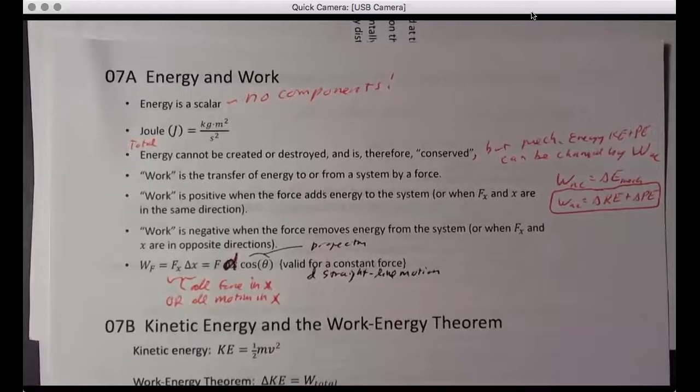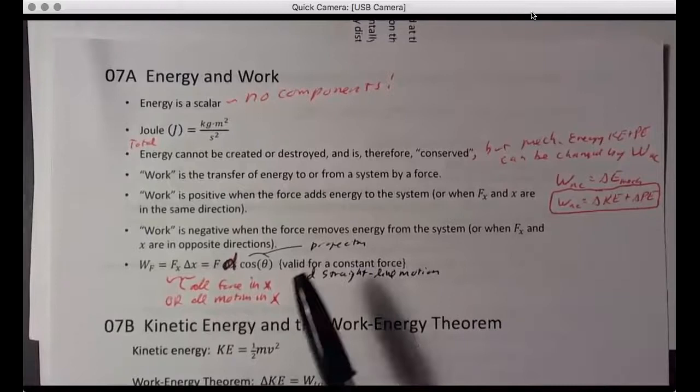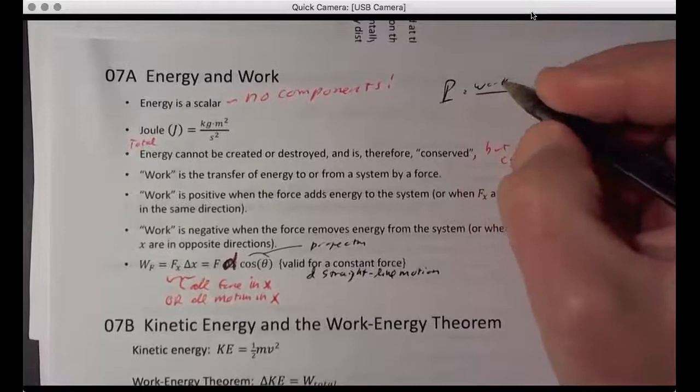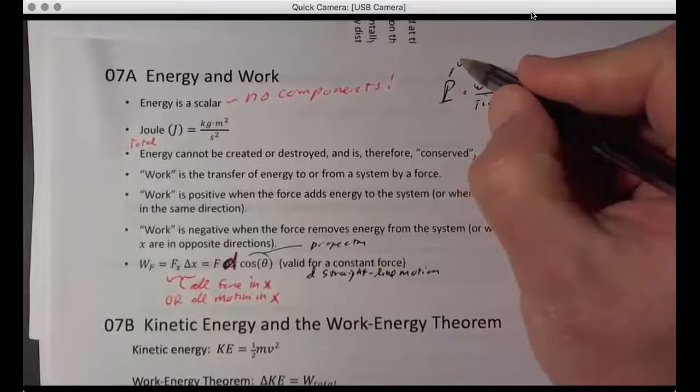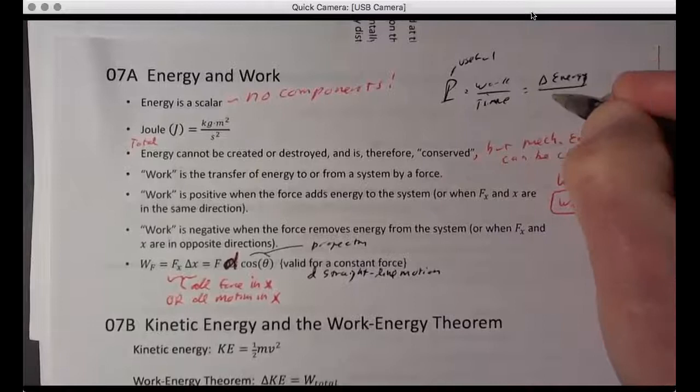So for the spring where you don't have a constant force, that didn't work so well. But we do have a formula of potential energy for a spring that means you don't have to calculate its work, because its work is minus change of potential energy. And that gets us out of it for that particular case. The other thing to remember here is power is equal to work over time, which is delta energy over time.